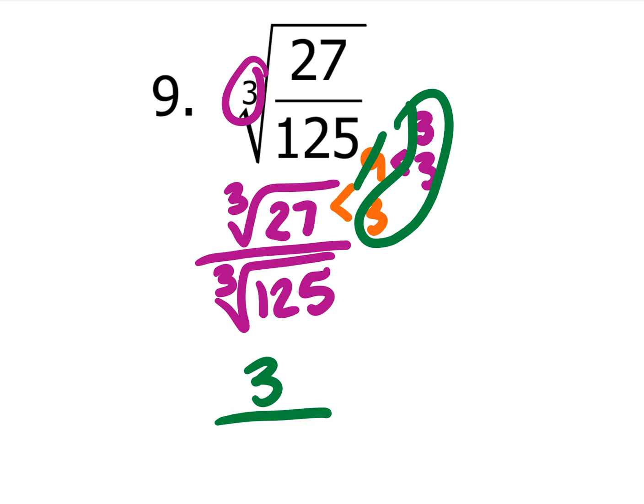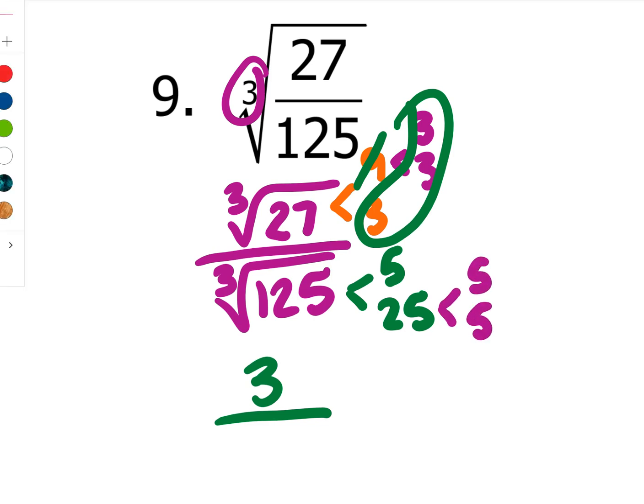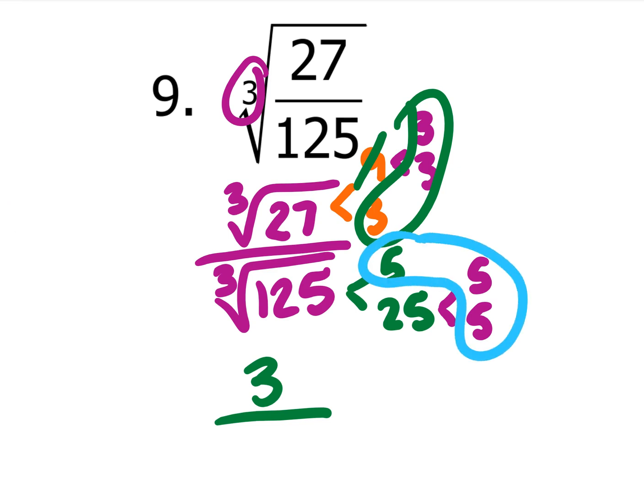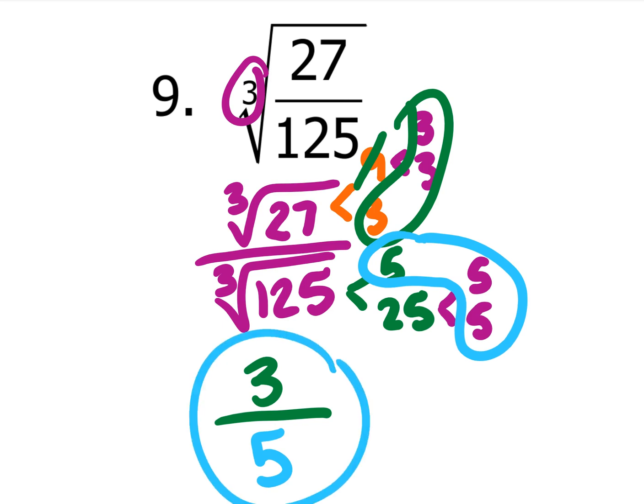Now I'm going to look at the bottom, and I'm going to do the exact same thing. I'm going to try to get a group of 3. So 125, we did break that down earlier. It was 5 times 25. And if I break down 25, I can get 2 more 5s, which gives me my group of 3, which is what I wanted. So the 5s are going to go on the bottom. And you're going to put this whole fraction in your answer, just like that.